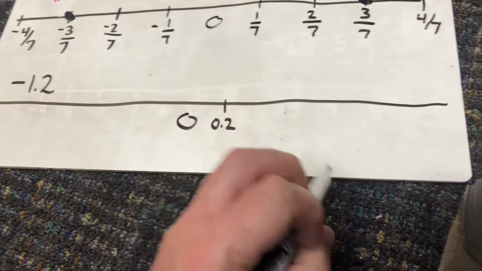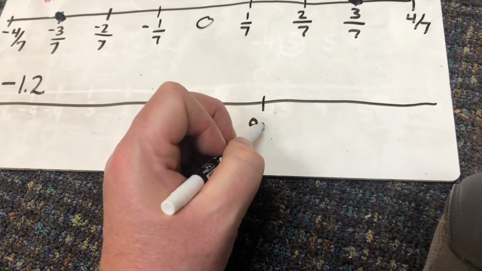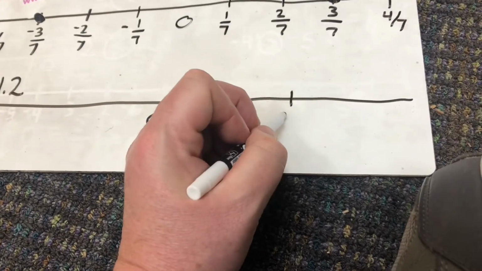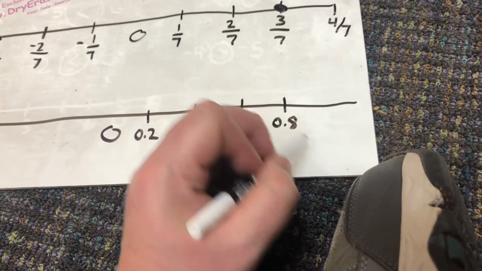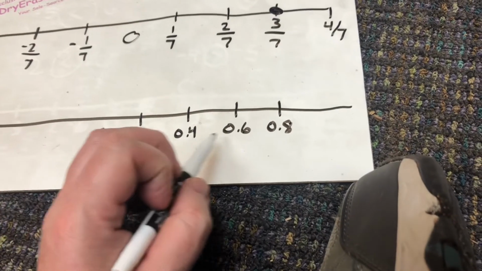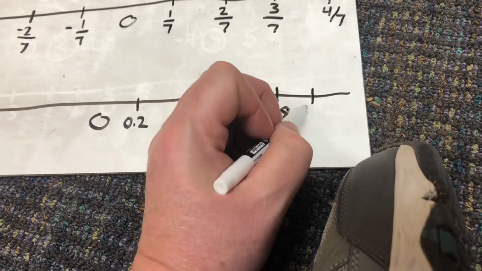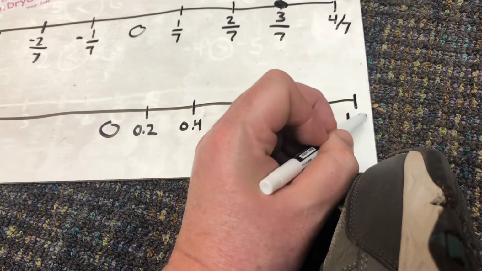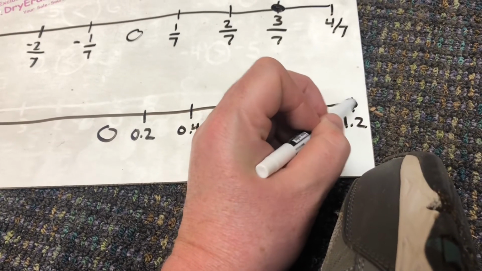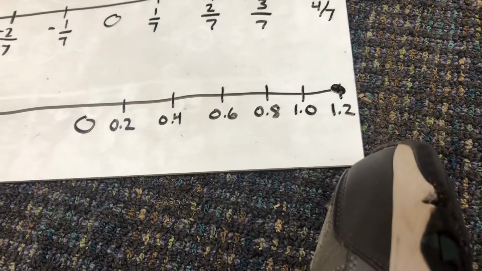So I'm going to do 0.2, 0.4, 0.6, 0.8, and it's kind of like 2, 4, 6, 8. And then for 10, I'll put 1.0, and then I'll have 1.2. And that's the opposite of -1.2.